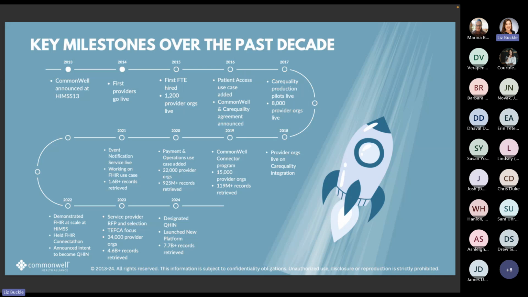Because we want to continue to expand, innovate, collaborate, we very quickly realized that we wanted to enable this network to be used by consumers, by patients, to query and access their own data. So we added the patient access use case, and then Carequality was announced a year or two after CommonWell, and we realized very quickly that we needed to work in partnership with this framework to expand access, to expand interoperability nationwide. And so we came to an agreement with Carequality, and shortly thereafter implemented their specification as well.